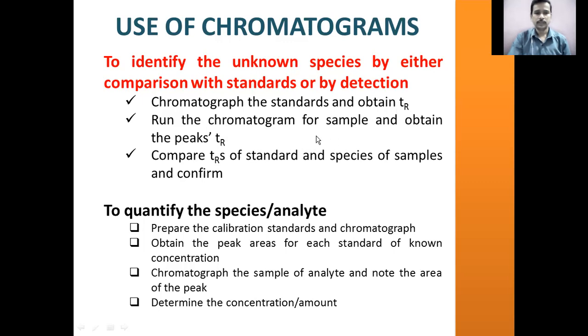Now you have run the sample. The sample has also generated a chromatogram, and you obtain the peaks in the chromatogram present in the sample and assume the TR values. And these TR values are the solutes which are present in the sample, right? If there is only one peak, there may be one solute present. If there are two peaks, there may be two solutes present in the sample. Anyway, whatever the number of solutes present in the sample, you have the retention times for each peak for the sample also.